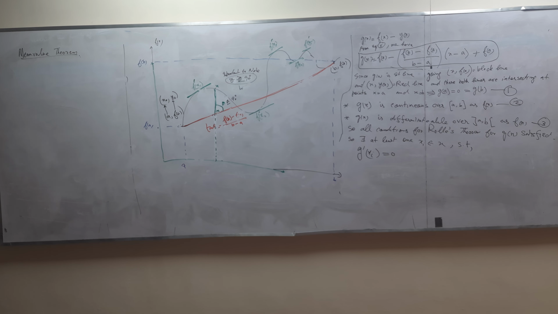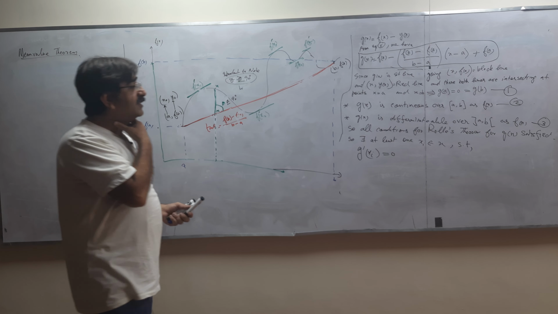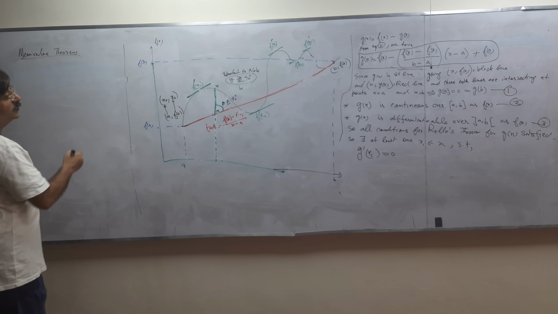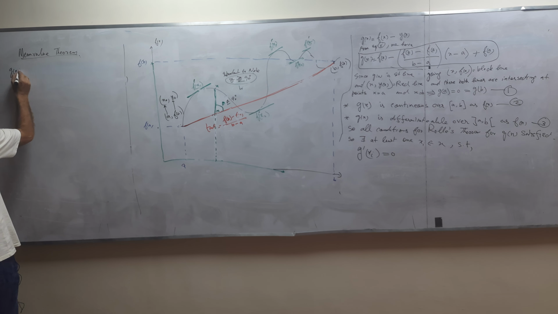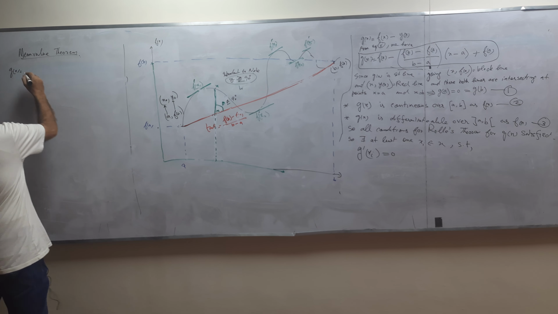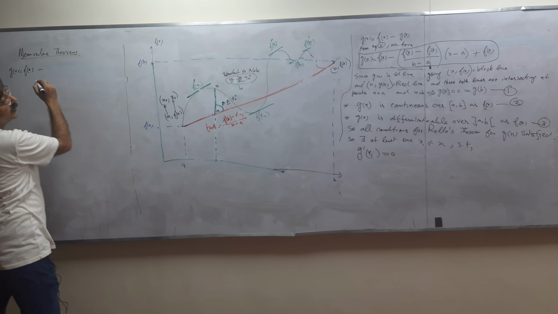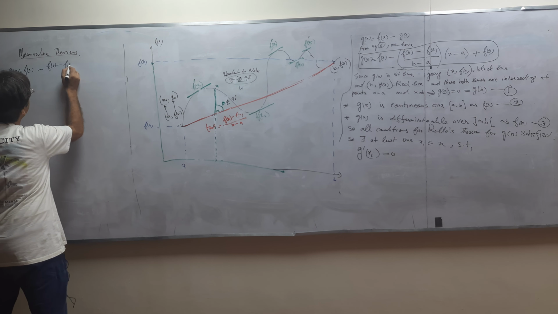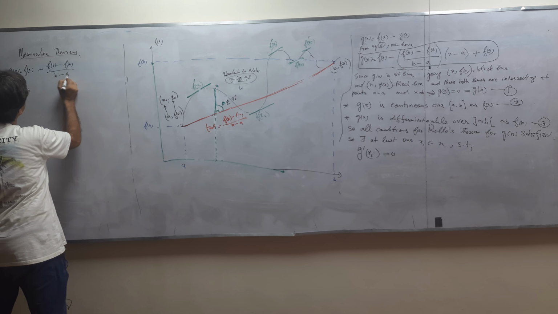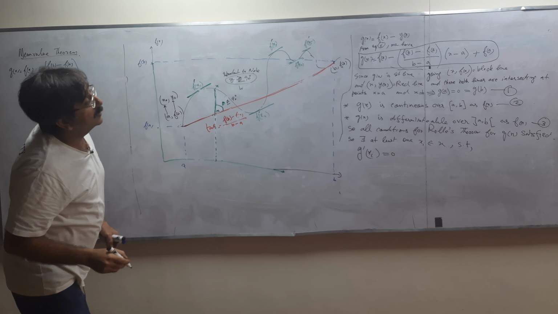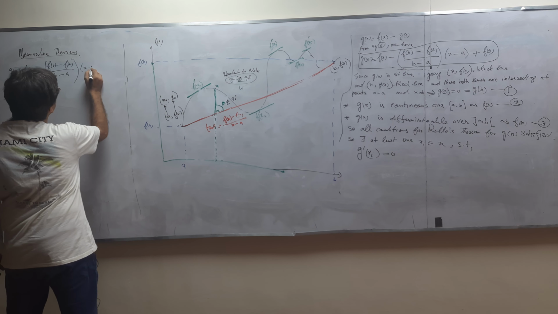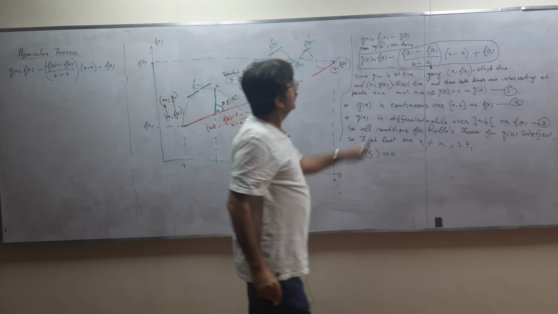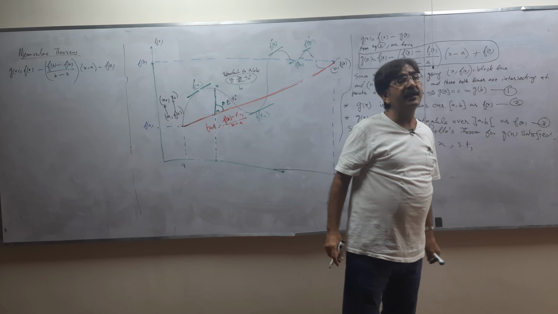So what will happen if g(x)'s second derivative is 0, then what is g(x)? I have to write again. g(x) is f(x) minus (f(b) minus f(a))/(b minus a) times (x minus a) minus f(a). That is the formula for g(x). Okay.